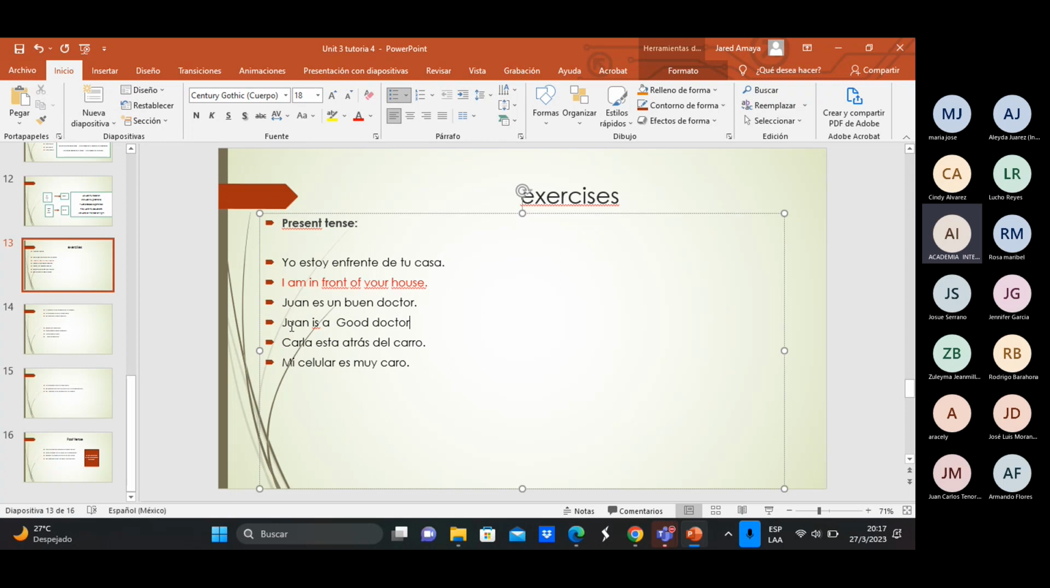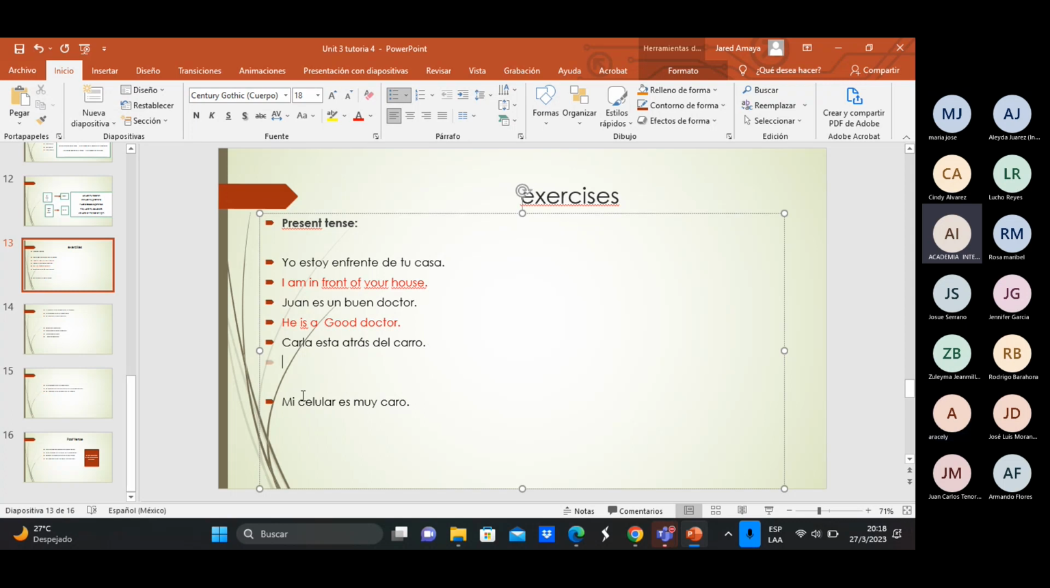Permítame. ¿Qué creen los demás? ¿Sería bien utilizar I am if I don't want to use the proper name, si no quiero utilizar el nombre propio? ¿Qué pronombre podría utilizar en este caso? ¿A quién me estoy refiriendo? ¿De quién estoy hablando? ¿De Juan? He's. He is a good doctor. Eso es opcional, ¿verdad? Como usted lo dijo, está bien, está correcto, no tiene nada de malo. Pero sería otra opción de cómo decirlo. Nada más. Okay. He is a good doctor. If I want to use like the personal pronoun. Okay. El pronombre personal. Now the third one. La tercera.